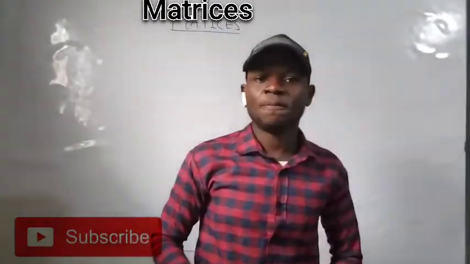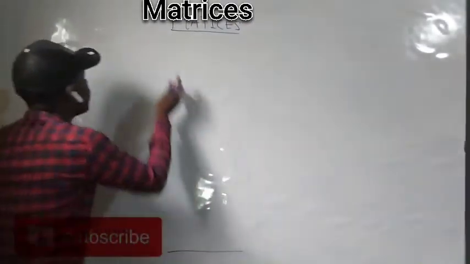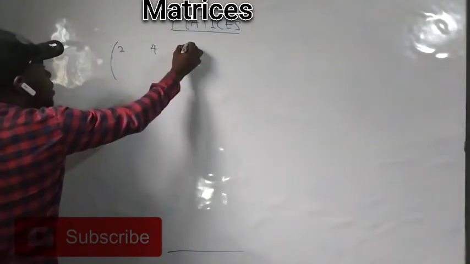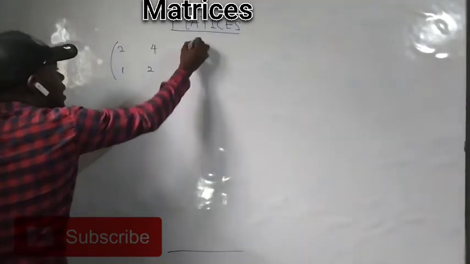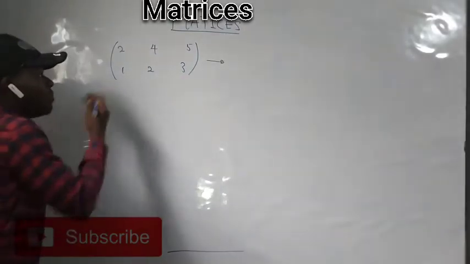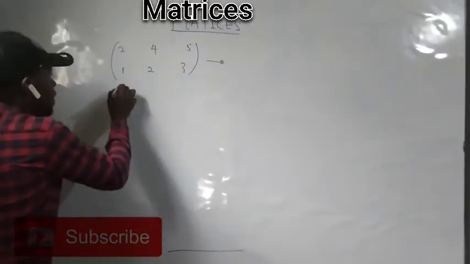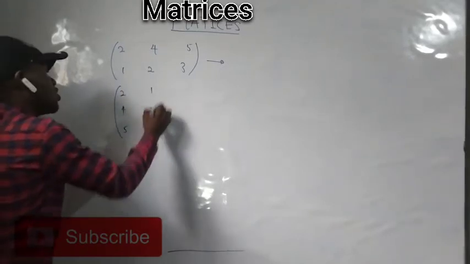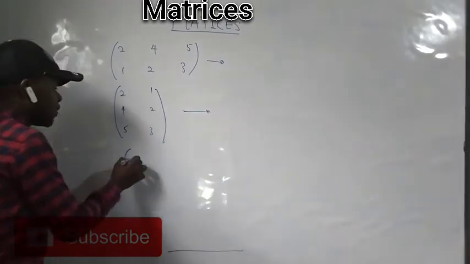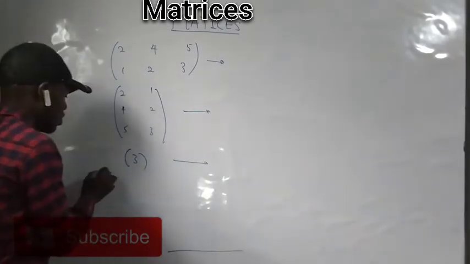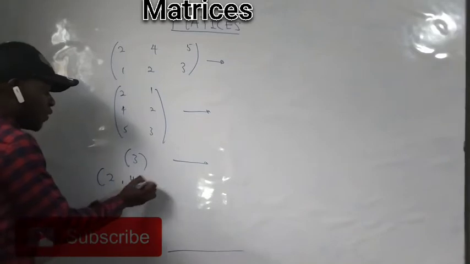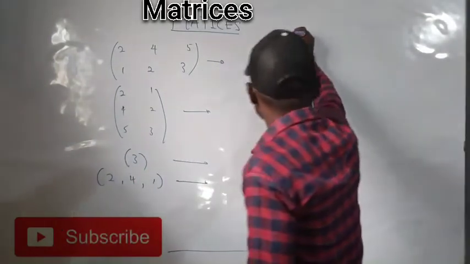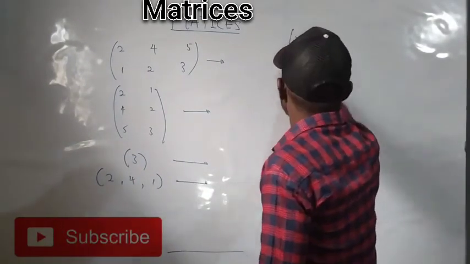Welcome back to class once again. Now, if I have a matrix of this form, how do I label it? What kind of matrix is this? What will I call this matrix? What do I call a matrix of this form? And what do I call a matrix of this form?